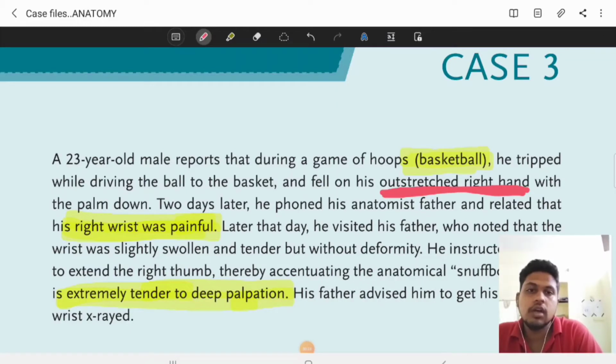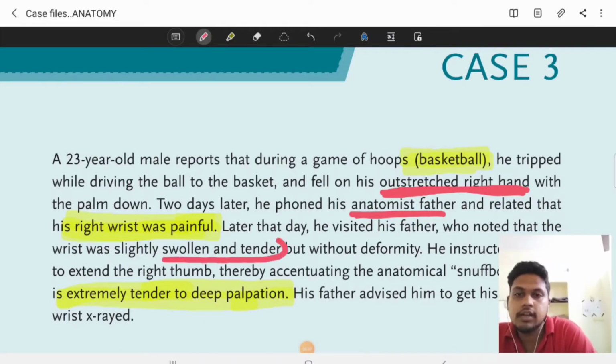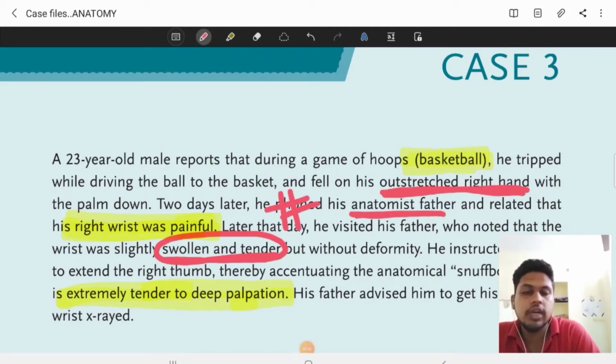Two days later, he visited his father. So his father was an anatomy teacher, and he related that his right wrist was painful. Later that day, the father noted that the wrist was slightly swollen and tender. So the swelling and tenderness are key signs of fracture, but without deformity.